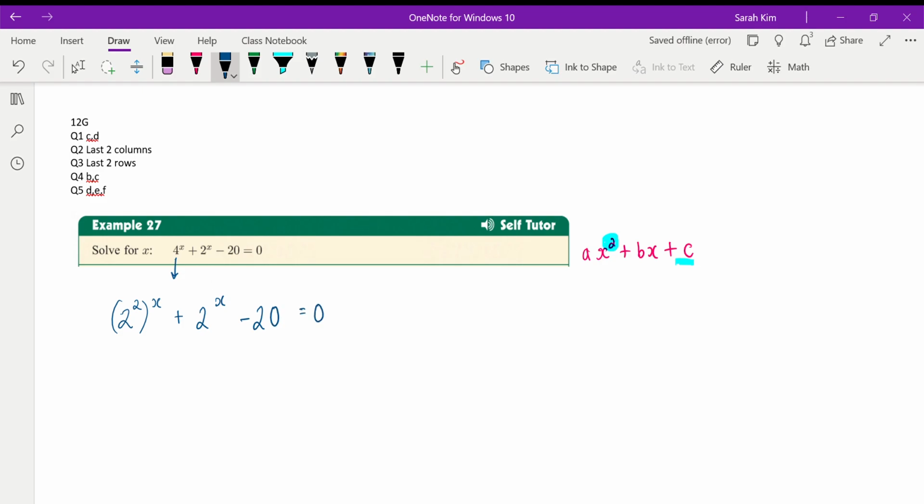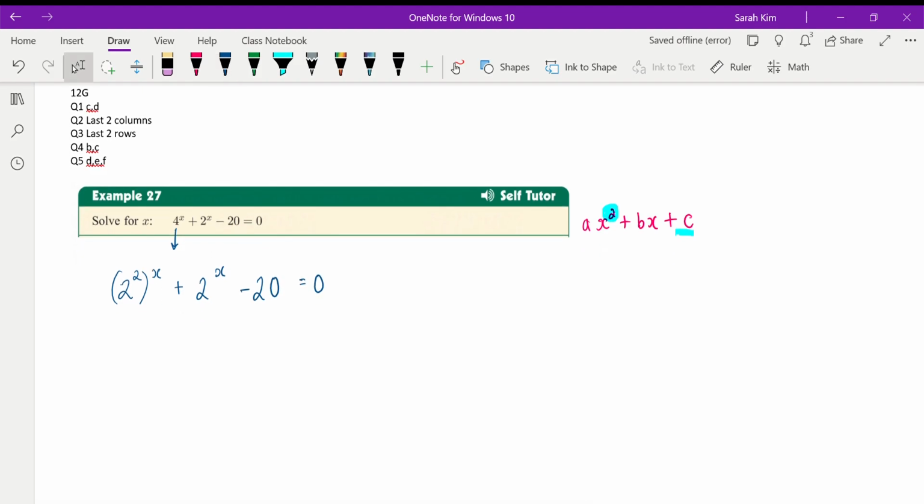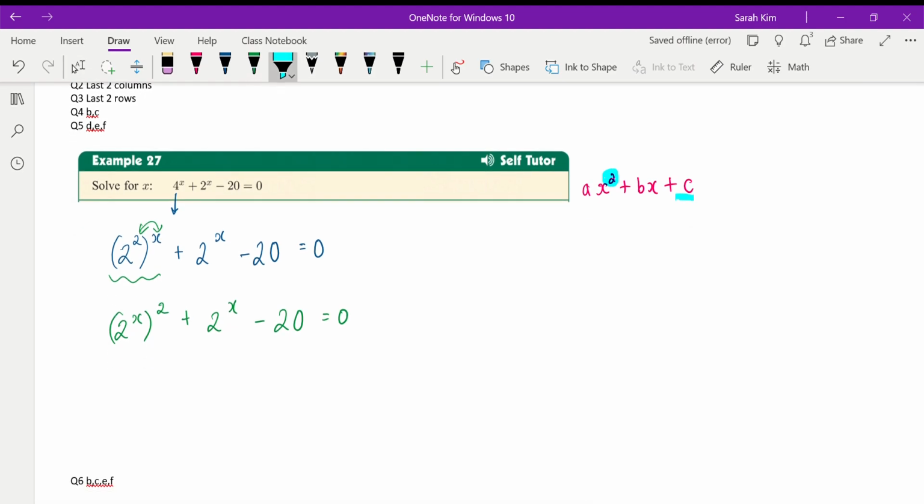Okay, so this is the equation rewritten. Now what I need to realize is I can rewrite that component, flip it around, so write it as 2^x to the power of 2. So I've just swapped these two around. And then I wrote 2^x, and then I've got 20 and 0. So now it looks like my quadratic equation. So I've got an x squared component, I've got an x, right? X squared, x, and a number.